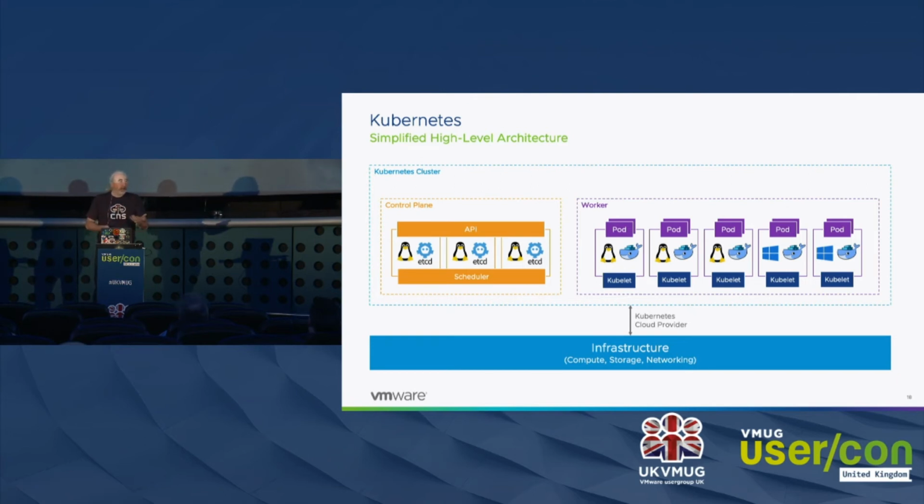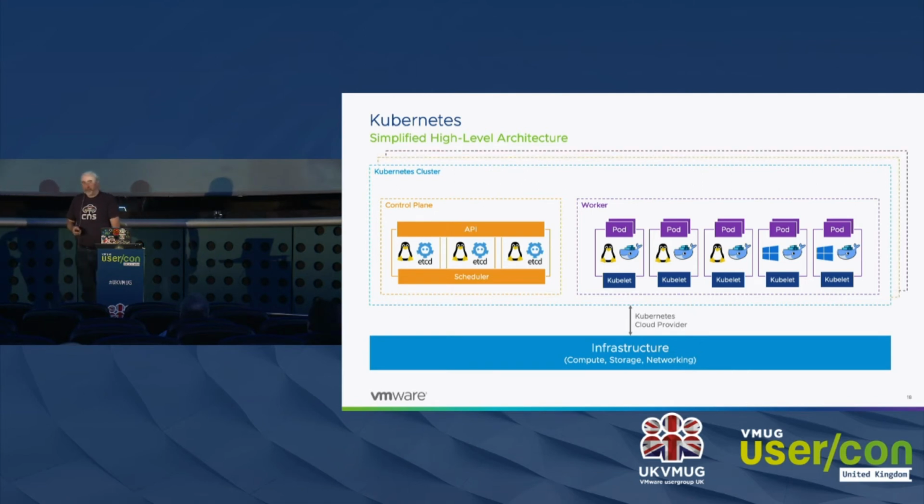But because it's made up of just VMs, you could have very many of these clusters running side by side. Your production cluster, your UAT cluster, your test and dev clusters, all sitting side by side on the same infrastructure. But in essence, those are the main building blocks of your Kubernetes cluster.